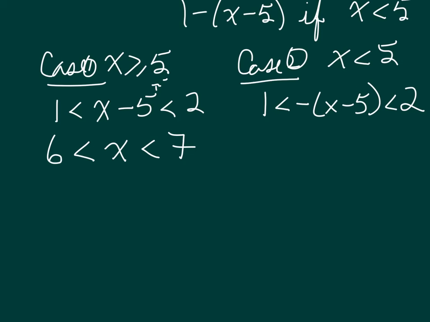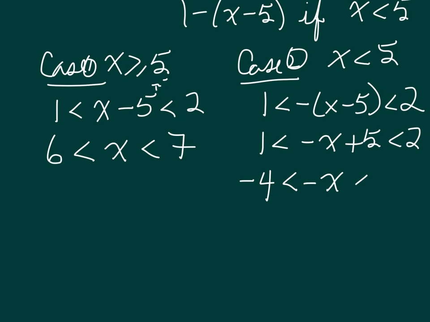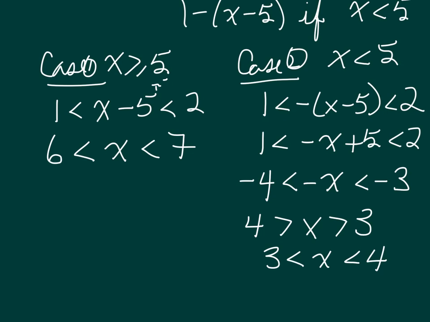In the second case, let's pull that negative through, so I have 1 less than negative x plus 5 less than 2. Let's subtract 5 from all parts of the inequality to get negative 4 less than negative x less than negative 3. And now I'm going to multiply by negative 1, which gives me 4 greater than x greater than 3. Because I just multiplied by a negative, I had to flip the inequality signs, which of course should be written as 3 less than x less than 4.